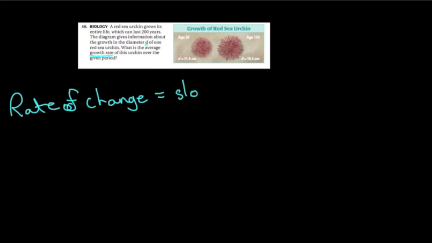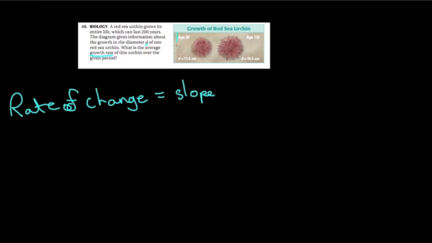Now, the key thing here is interpretation skills. They're not asking you for anything big. You just need to know how to interpret this. So, the growth rate, what is the word rate? When you hear this, the first thing you should know is rate of change. And what is rate of change? Which is your slope. They're asking you for the slope over this given period.